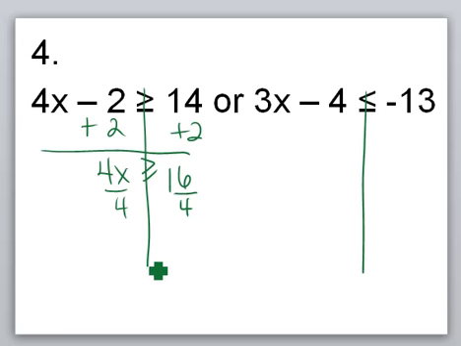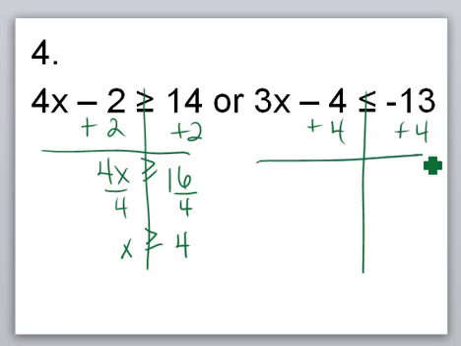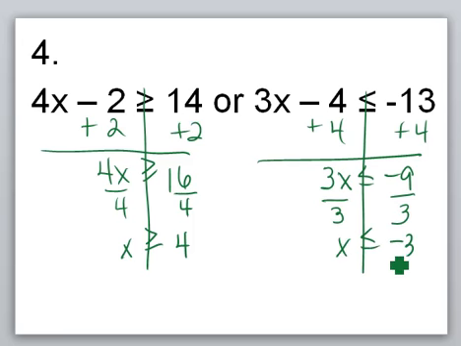Always paying attention to what I'm dividing by, but I am dividing by a positive. No need to flip the sign. Add 4 to both sides. I get 3x is less than or equal to negative 9. Again, dividing by a positive on both sides, so no need to flip the sign.